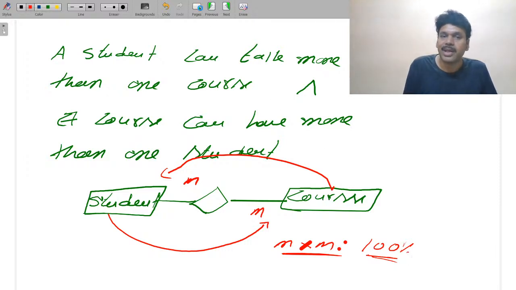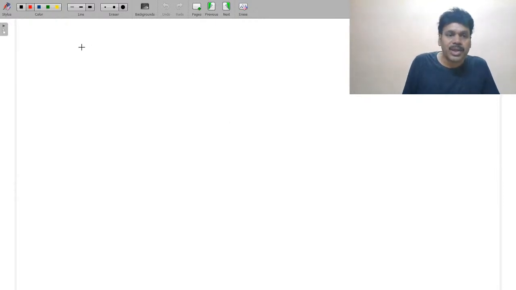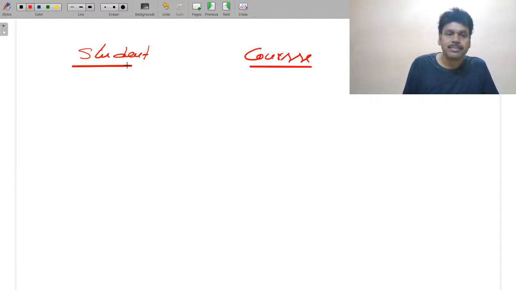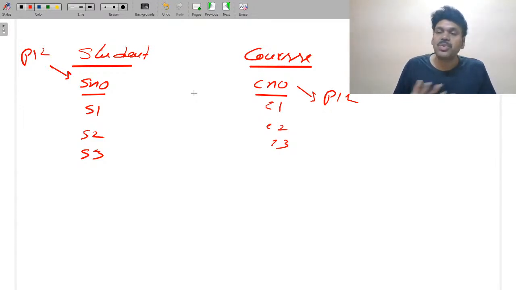I will show you one real-time example of how you can represent this in the relational model. I'm saying there is a student table and there is a course table. Observe, friends. Student number and course number. This is the primary key. This is the primary key. Now there are some rows available: S1, S2, S3, course 1, course 2, course 3. Now I want to have the sharing of the data. Otherwise you cannot know which students a course consists of, or which courses a student took.